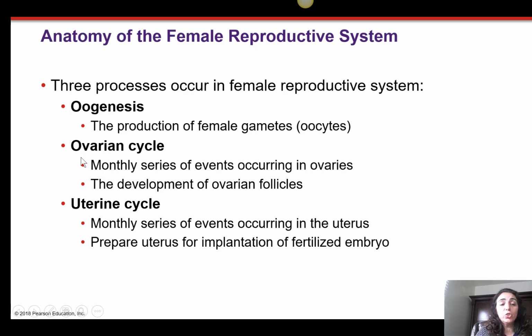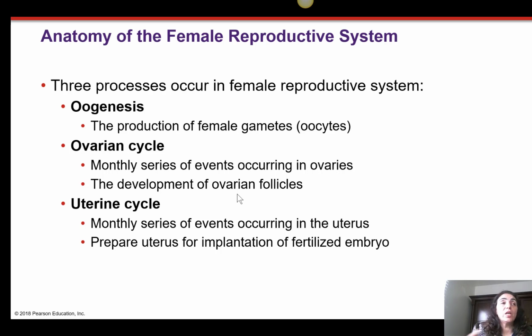The other one is the changes happening in the ovary. In the female we have a monthly cycle, a monthly series of events occurring in the ovaries, which we call the ovarian cycle. The development of the ovarian follicles happens during specific times of the cycle. It is not like the male, as we discussed, where after puberty it starts and continues non-stop the whole time, every single minute or second. But here it is not like that.